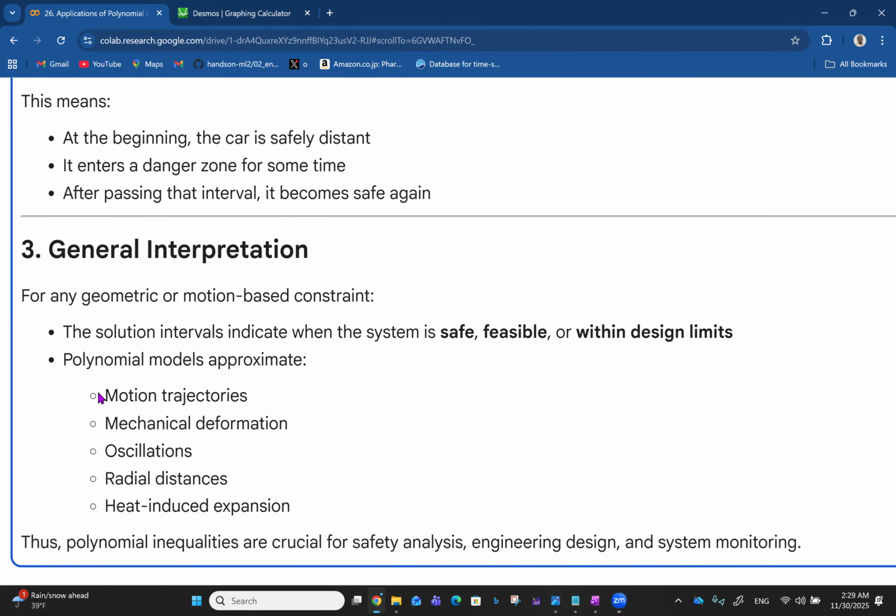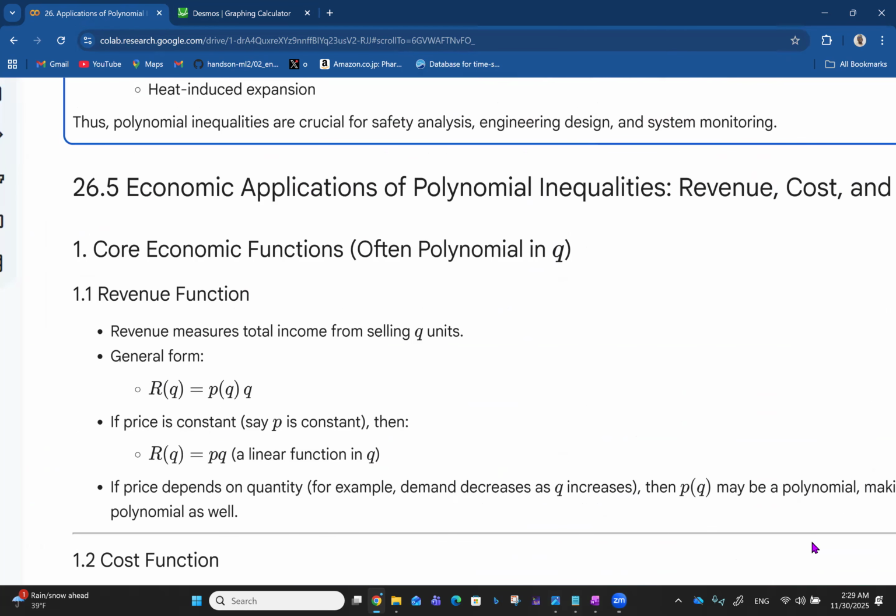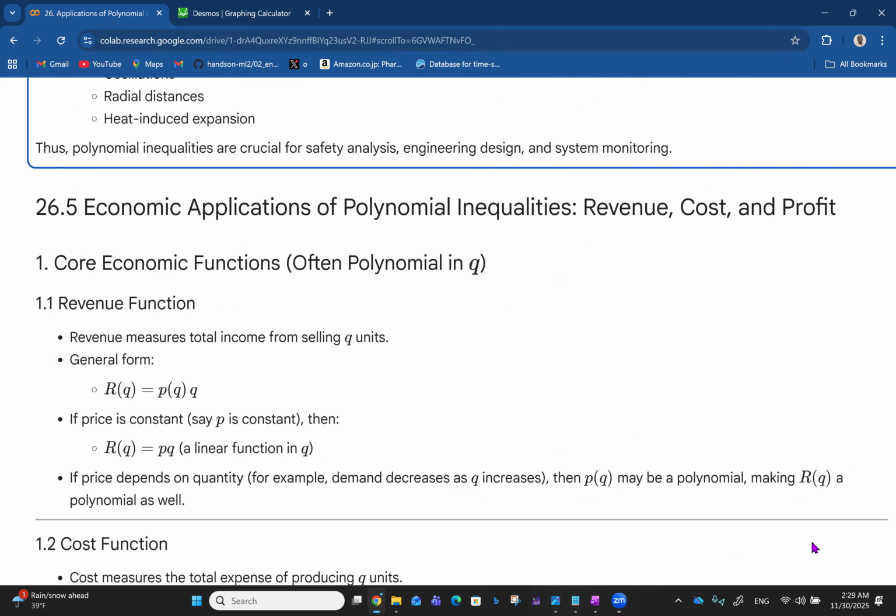Polynomial models approximate motion trajectories, mechanical deformation, oscillations, radial distances, heat-induced expansion. Thus, polynomial inequalities are crucial for safety analysis, engineering design, and system monitoring. Okay, so we see the usefulness of polynomial inequalities.